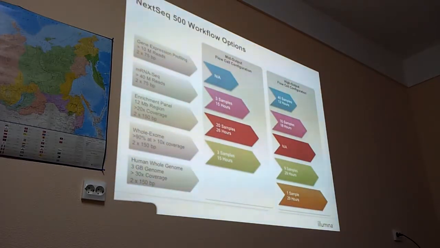So just some examples. For example, you do a very simple gene expression profiling experiment. You do 2 times 75 base pairs, or maybe only single reads, 75 base pair is also possible. Then you use a high output flow cell, and you can pool up to 40 samples. Actually, 40 is a bad number. In reality, it would be maybe 36.